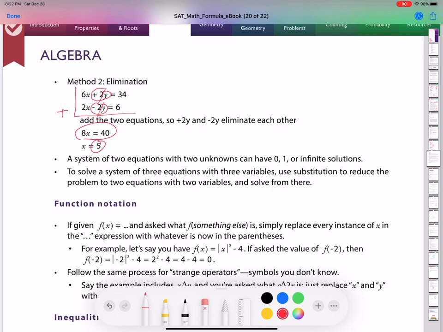Elimination. Substitution is what? Solve for one variable. If you use substitution, x minus y equals 3, right? So x equals 3 plus y. Then plug in, substitute 3 plus y for x here. And you can find the y value first, and then find the x value.